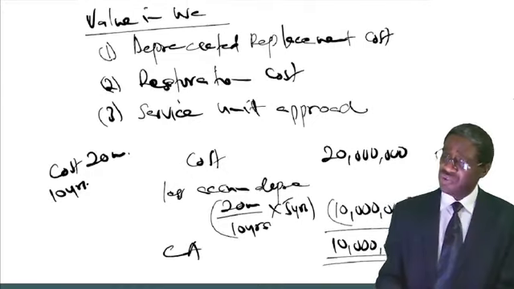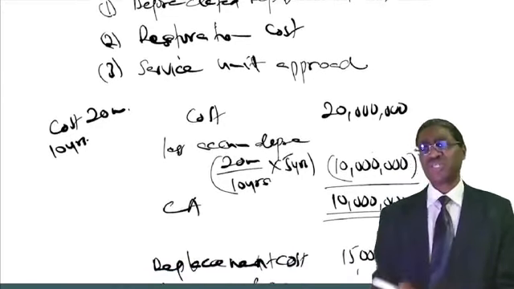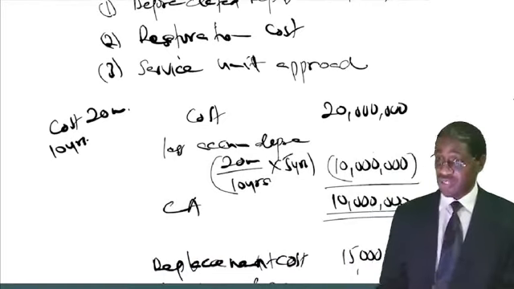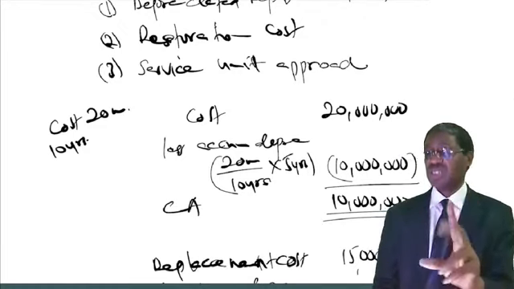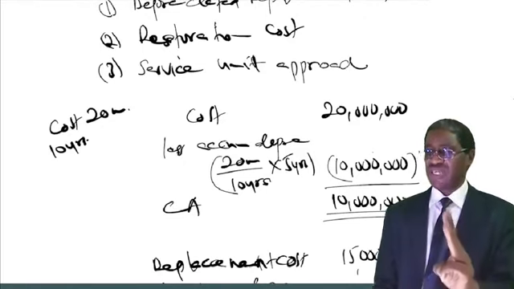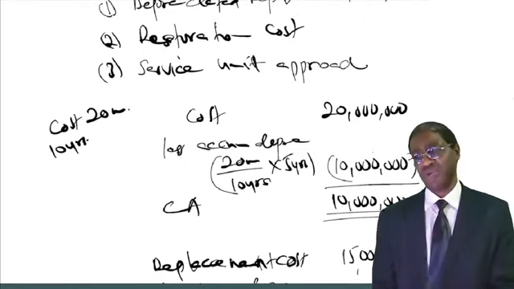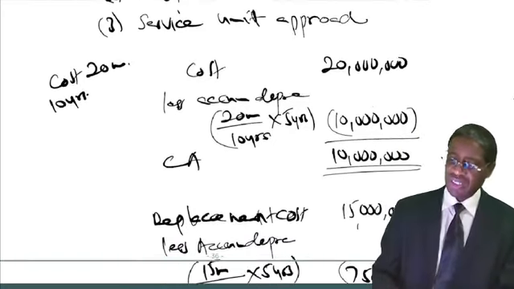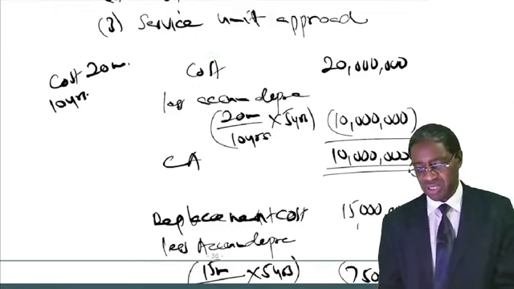But how do we use it to compute the value in use? That's what I want to talk about again. So I want to use the same illustration, whereby I'm assuming the cost of the asset is still 20 million, with a useful life of 10 years. 5 years later, something happened and you want to test whether it has suffered an impairment loss. You first compute the carrying amount, which is still how much? 10 million.